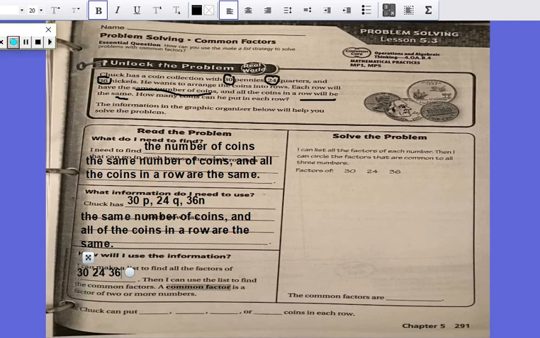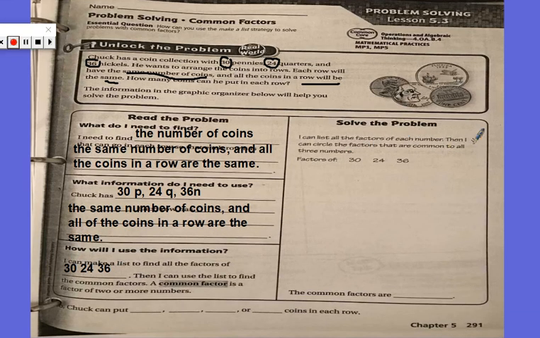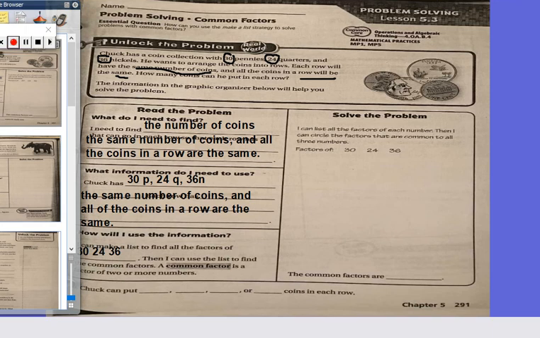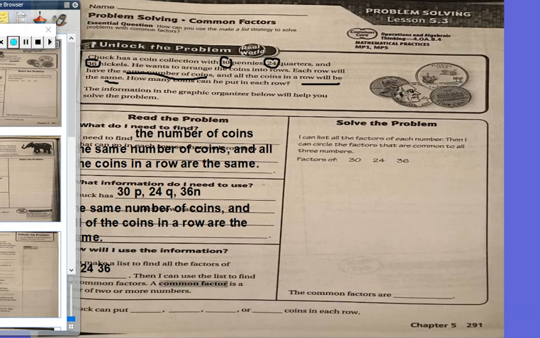Alright, so over here it says solve the problem. I can list all the factors of each number. Then I can circle the factors that are common to all three numbers. So the first thing you want to do is start with 1, because you can take 1 times themselves to get the same number. For example, 1 times 30 is 30, 1 times 24 is 24, and 1 times 36 is 36. So I'm going to list a 1 for each one of those factors because 1 can go into each one.